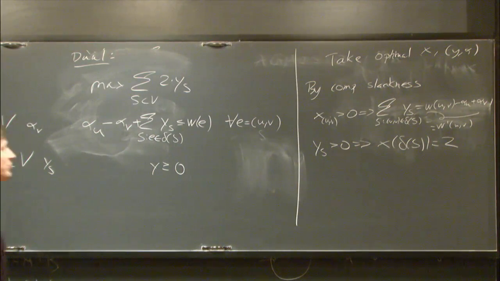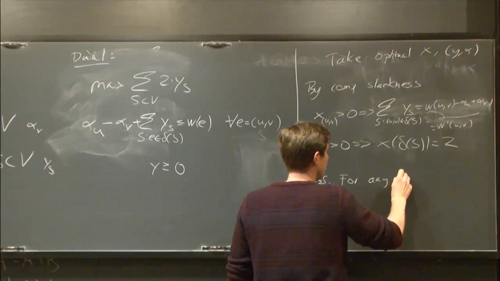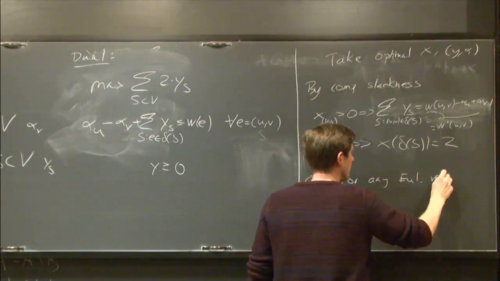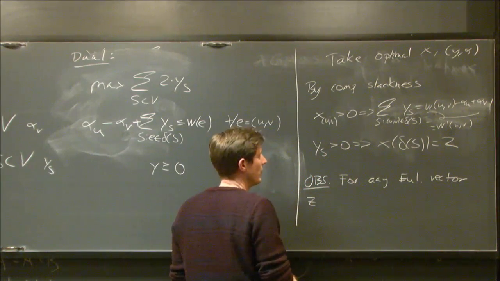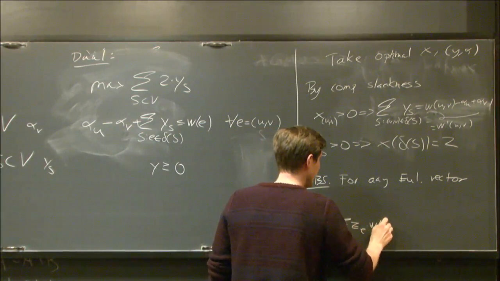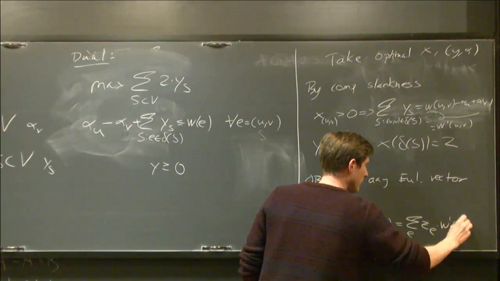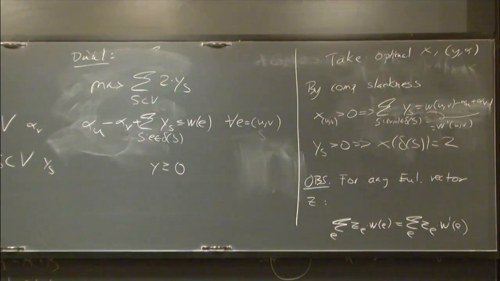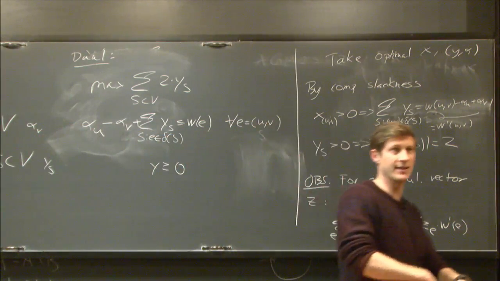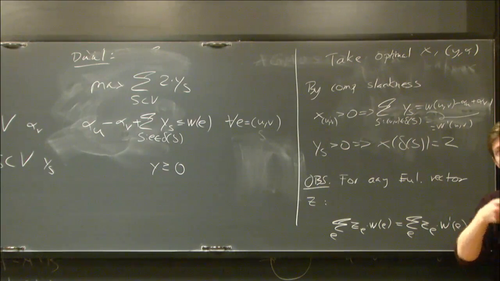Okay, so now the observation is that for any Eulerian vector z, the sum over edges of ze times the weight of e is equal to the sum over edges of ze times the normalized weight function. Why? Any Eulerian vector can be composed as cycles, and for these potentials you have an incoming one and an outgoing one, so they will cancel out. Each vertex will once appear as an incoming edge and once as an outgoing.